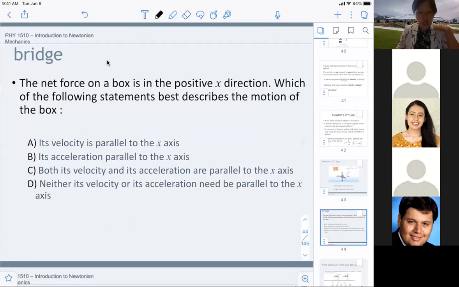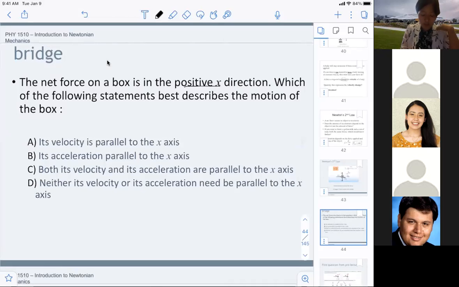So here's a question you have already done. It tells you the net force acting on the box is in the positive x direction. What can we conclude from simply that information? Okay, A says its velocity is parallel to x. B, its acceleration is parallel to x. C, both velocity and acceleration are parallel to x. Or D, neither.